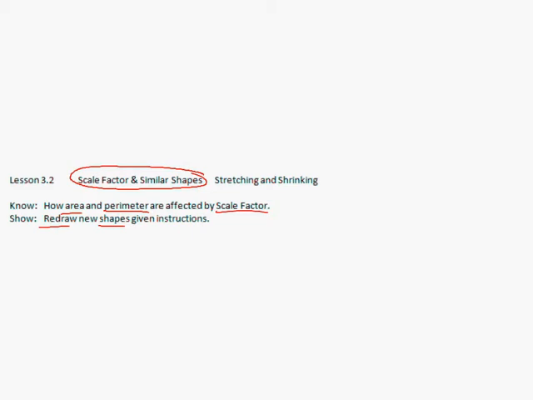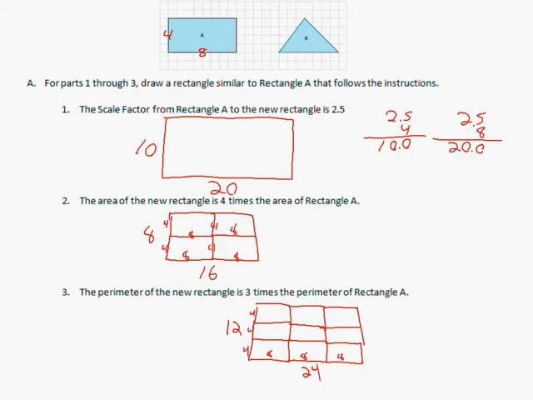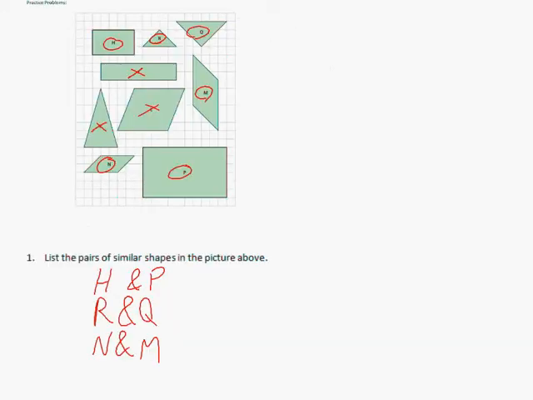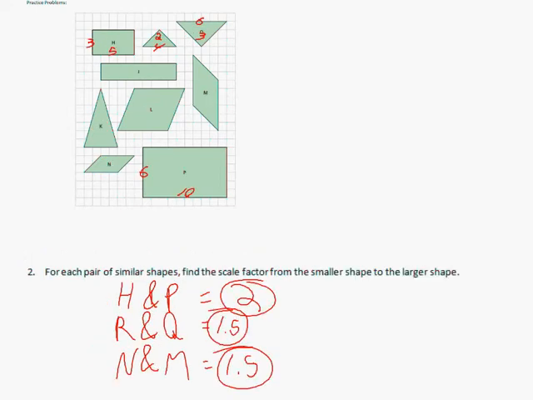Lesson 3.2, talking about scale factor and similar shapes in Stretching and Shrinking. We looked at how the area and perimeter are affected by scale factor again, so we were redrawing shapes given the instructions. We redrew the rectangle 3 times given 3 different instructions, and we redrew the triangle twice given 2 different kinds of instructions. Then we picked out similar shapes out of the group of shapes and then found the scale factors to go between them. This is the end of lesson 3.2 in Stretching and Shrinking. Up next is lesson 4.1 in Stretching and Shrinking.